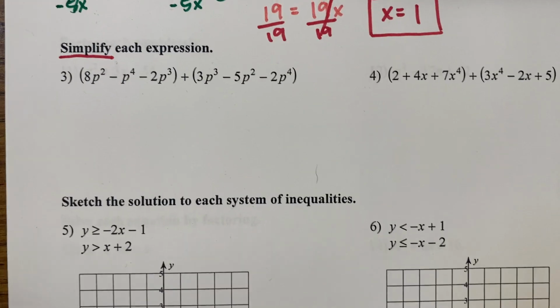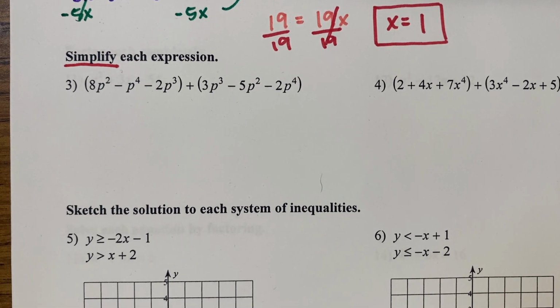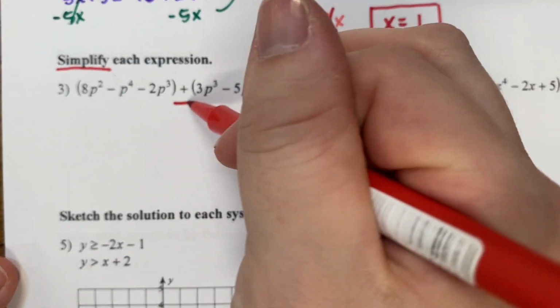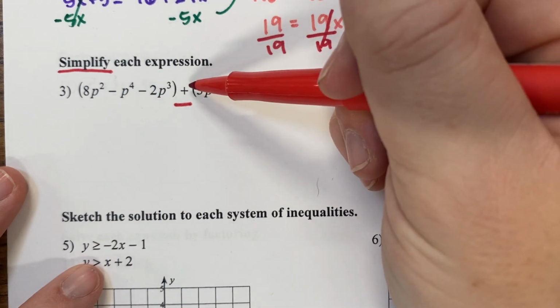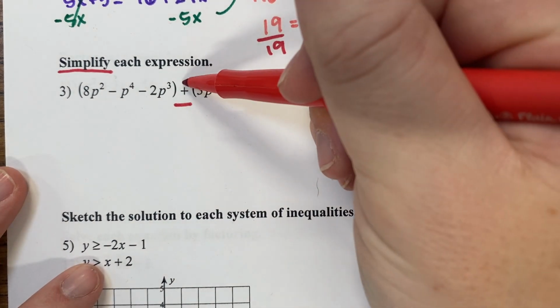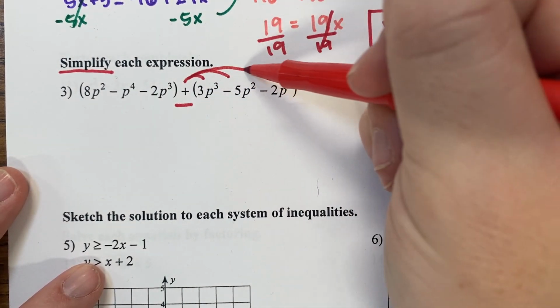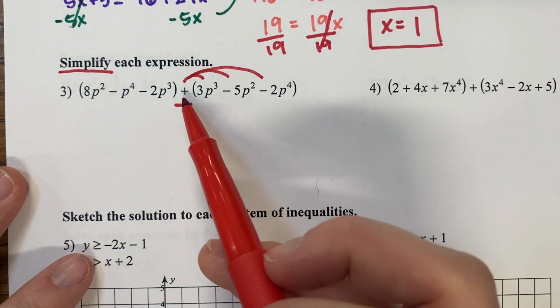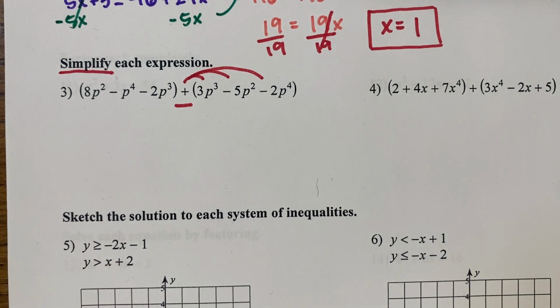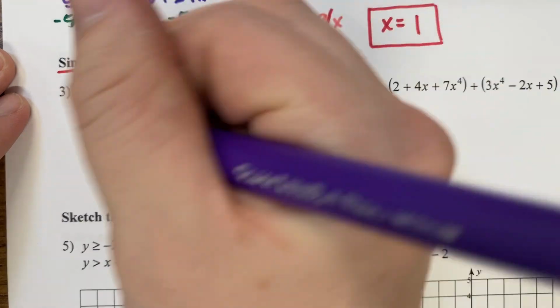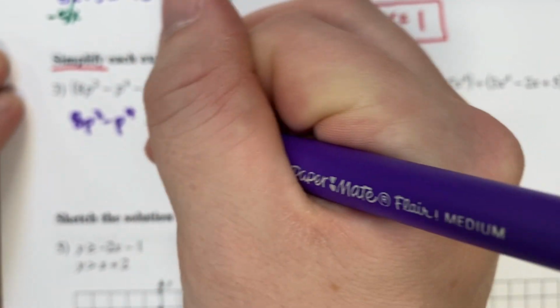Okay, so let's go ahead and look at number 3. Okay, so look at our sign in the middle. We are adding these guys. Okay, well, what this really means is if we're adding, the signs stay the same, but it's just distributing or multiplying to all the signs inside, and multiplying by a positive doesn't change anything. So here's the great thing. We just copy down. You can always copy down the first one. That guy never changes, so 8p squared minus p to the 4th minus 2p cubed.